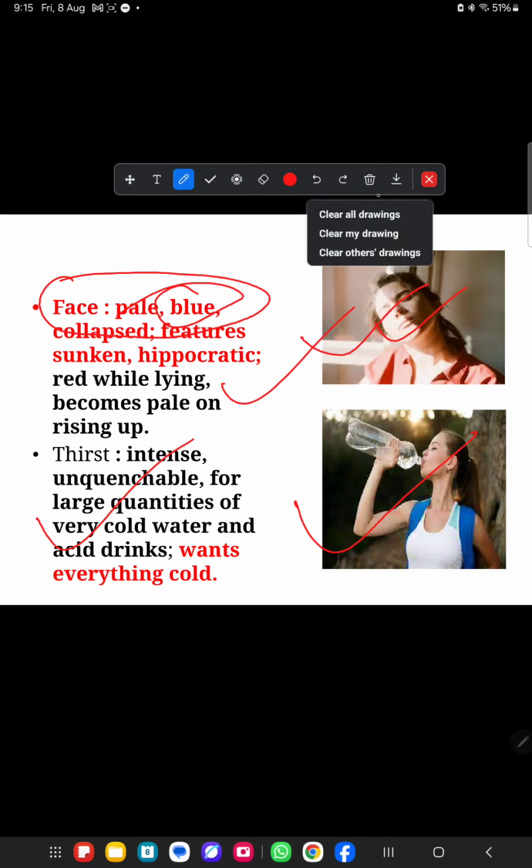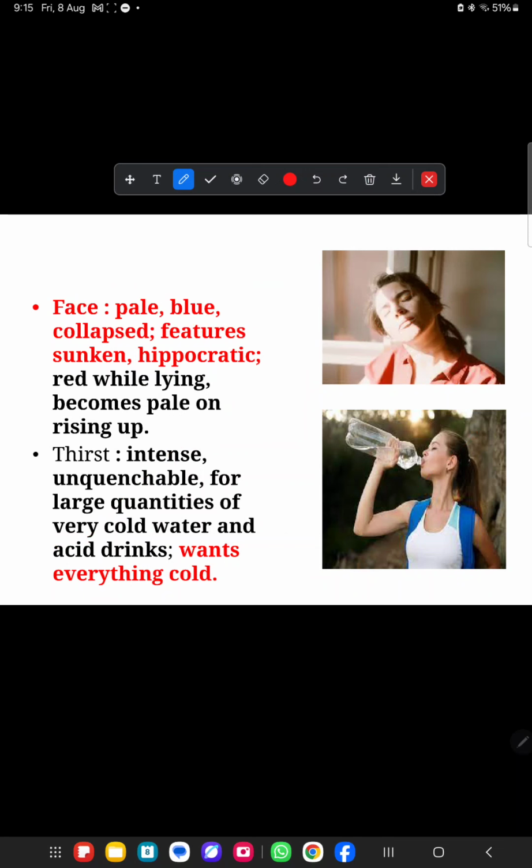Not Brania. If you are saying Brania, let me tell you, there is mentioned great thirst at a long interval. That word is mentioned, that is Brania. But Aconite. Yes, very good, Aryan. That is Aconite. But I am asking about another symptom: thirst for large quantities of cold water.